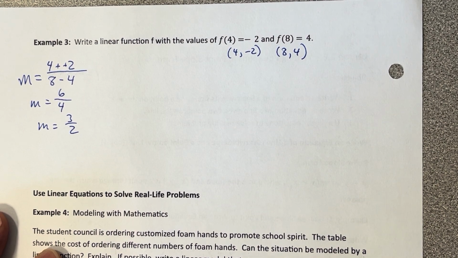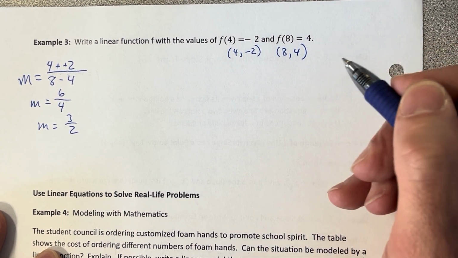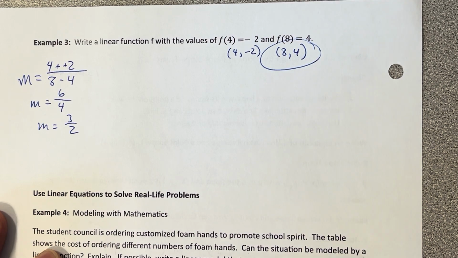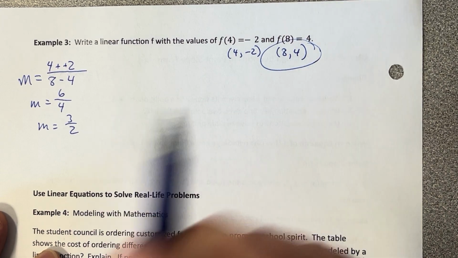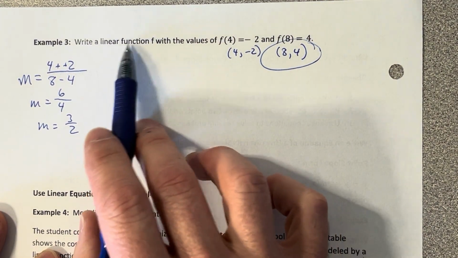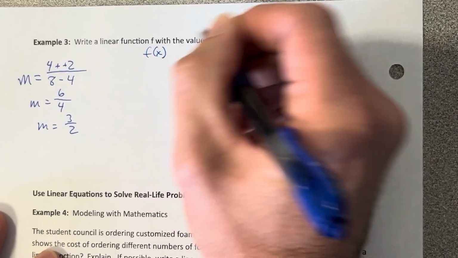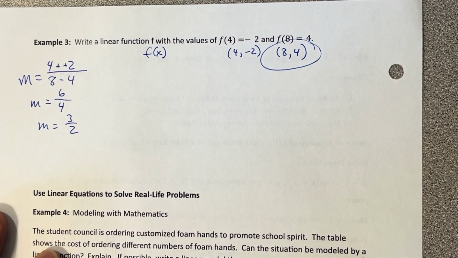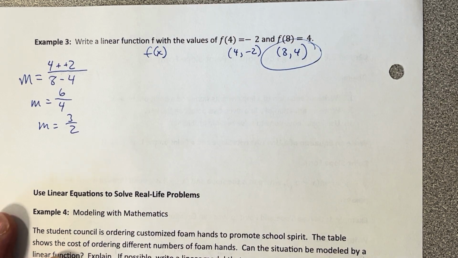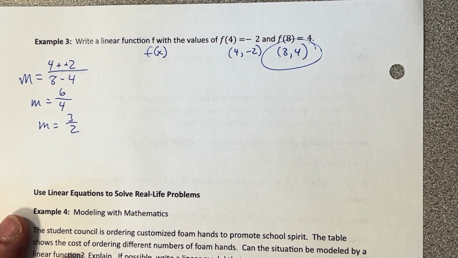And then from there, I'm going to pick this point right there. I would encourage you to try the other one just to see that we will end up with the same answer. We are going to go ahead and get it in slope-intercept form because they want us to write a linear function. So we're going to have f of x. We need to replace y with f of x. So we are going to have to get y by itself, it turns out.